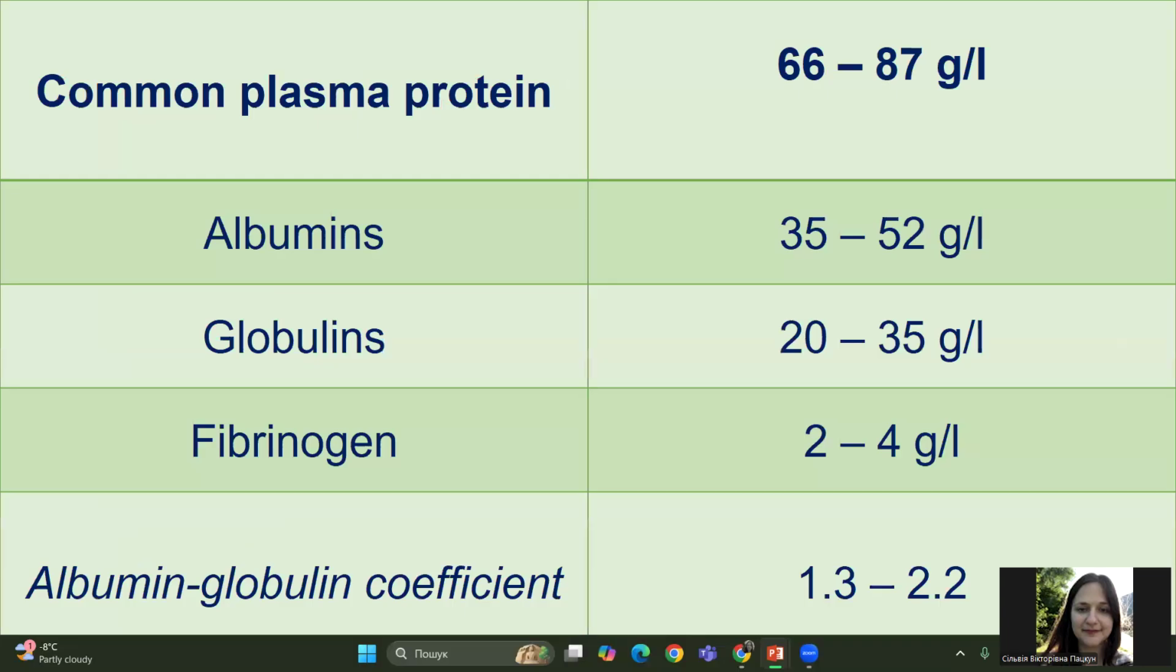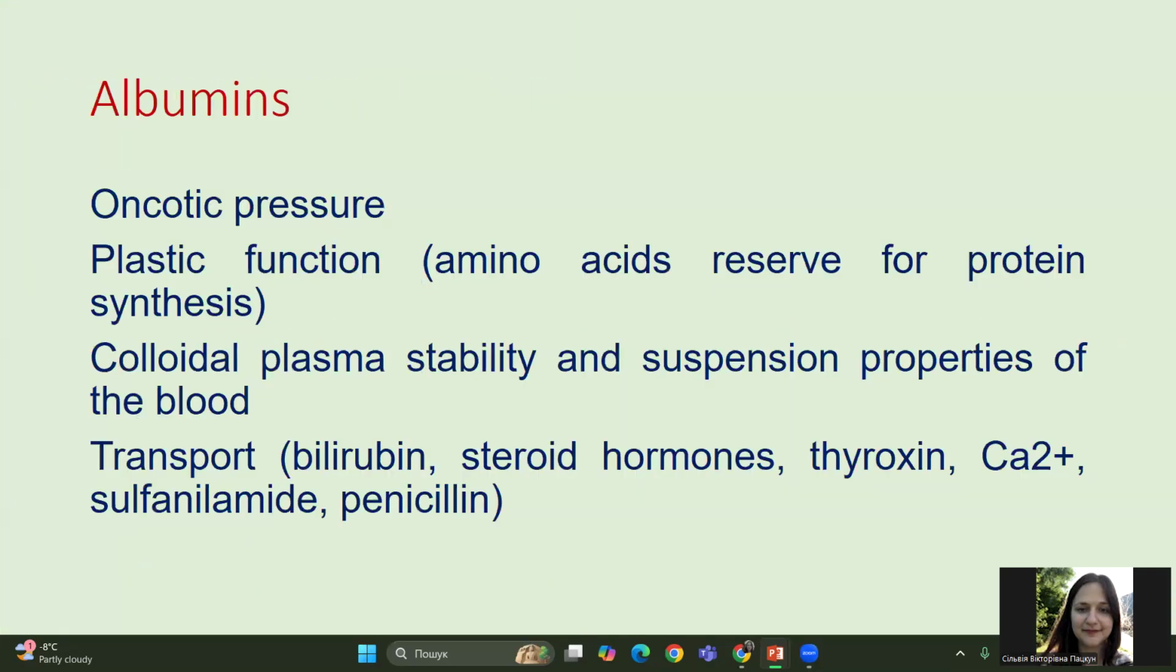Total plasma protein is from 68 to 87 grams per liter: albumins 35-52 grams per liter, globulins 20-35 grams per liter, fibrinogen from 2 to 4 grams per liter. Albumin-globulin coefficient is 1.3 to 2.2. Albumin is mainly responsible for the oncotic pressure. Oncotic pressure is important to maintain the fluid in the vessels and prevent fluid movement from the vessels to the tissues.